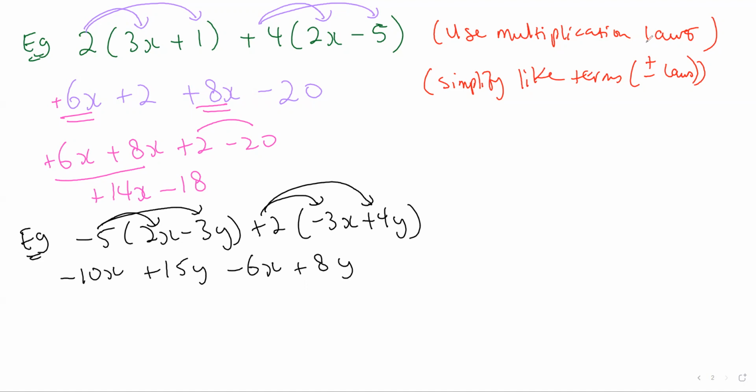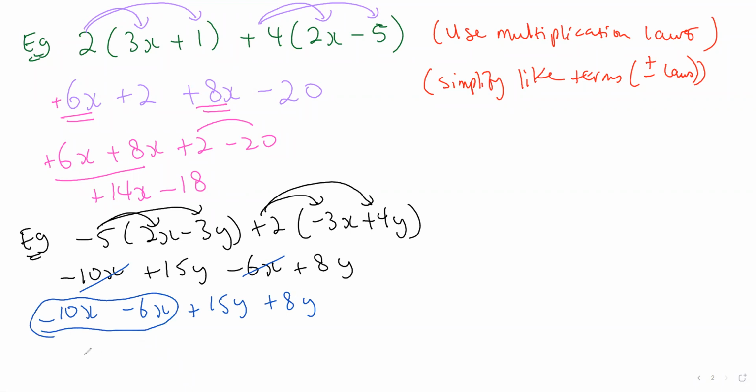So look at this now. We don't multiply, so now we're going to simplify using the addition and subtraction laws if we could. So I see like terms here: I see minus 10x and I see minus 6x. And I see two y terms here, 15y and plus 8y. So here we're going to use the same signs law. I keep the same sign, so minus 16x. And here again, same signs law. I keep the same sign, which is positive 23y.